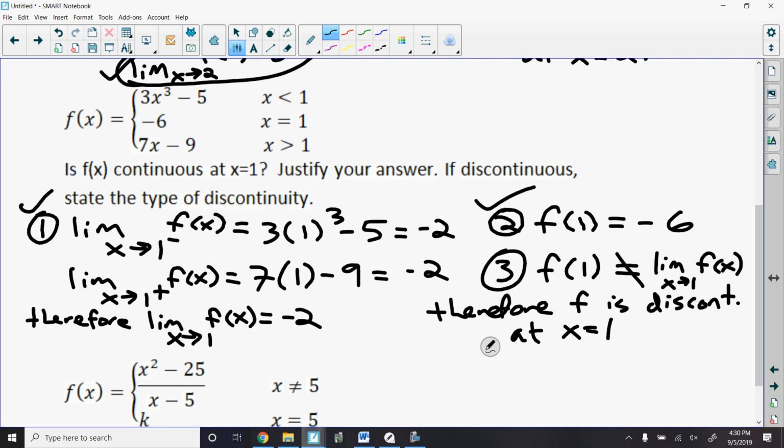Now it says, if discontinuous, state the type of discontinuity. Well, what I have here is a limit existing. The limit equals negative 2, but f of 1 is negative 6. I have something like this. You think about it in a graph. I have a limit equaling negative 2, but I have the function defined down here at negative 6. If we pass step 1, but fail either step 2 or step 3, then we know that our type of discontinuity is a removable discontinuity.